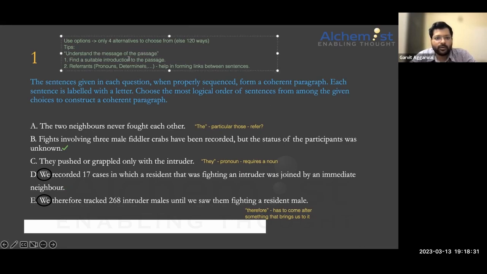Sometimes you may not find a suitable introduction, but a suitable conclusion for the passage, and that is okay. Then also you have an idea of how the sentences can be linked.